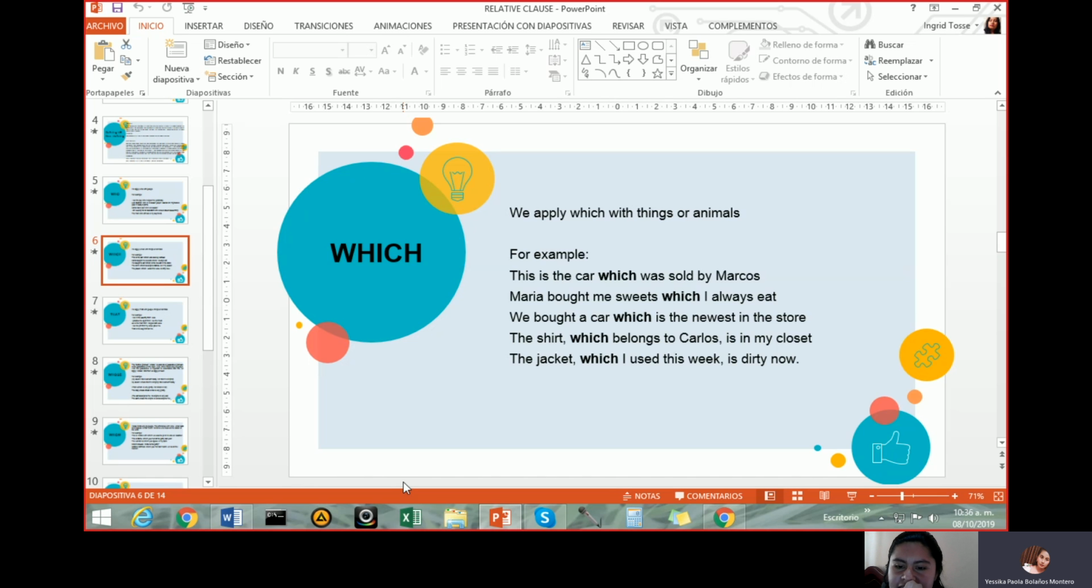Yes, la camisa la cual pertenece a Carlos está en mi closet. Okay, perfect. And the last one, the jacket which I used this week is dirty now. La chaqueta la cual yo usé esta semana está sucia ahora.